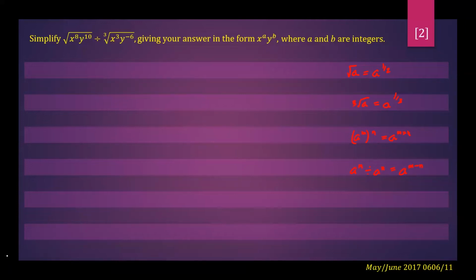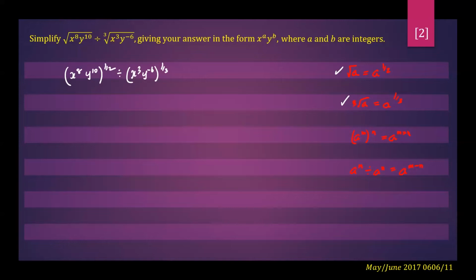The first thing we can do is use the first two rules to remove the radical sign. So we'll write x to the power 8, y to the power 10, raised to the 1/2 power using the first rule, divided by x to the power 3, y to the power negative 6, and we'll raise that to 1/3 using the second rule.